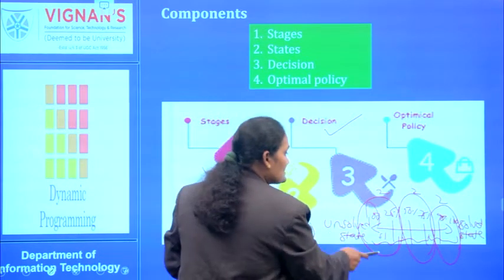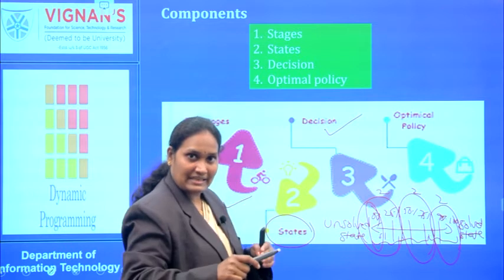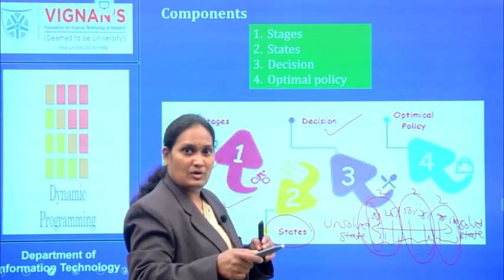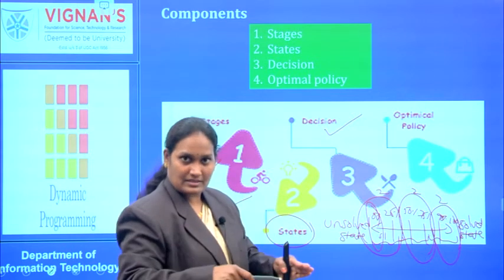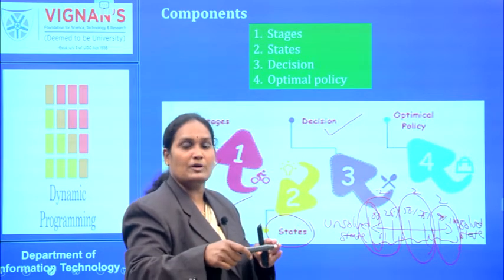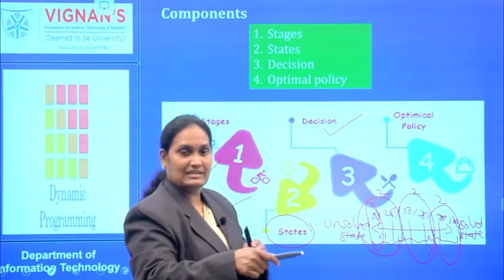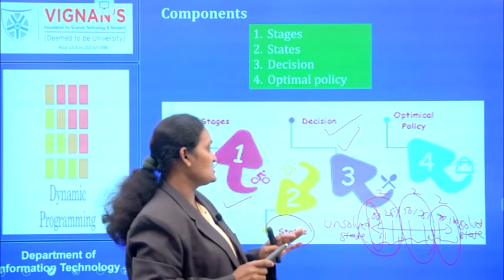at 0% state, what decision I am taking to get my problem solved to 25%. At 25% state, what decision I am taking to solve my problem to 50%. Like that, the decisions that I am taking are called various decisions.